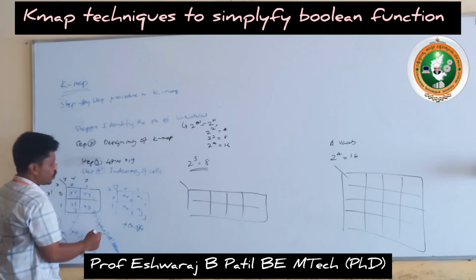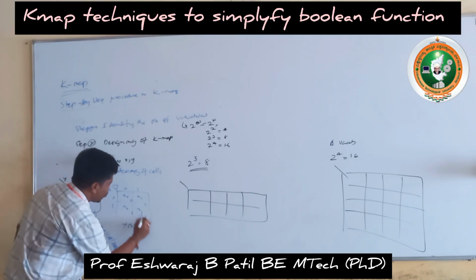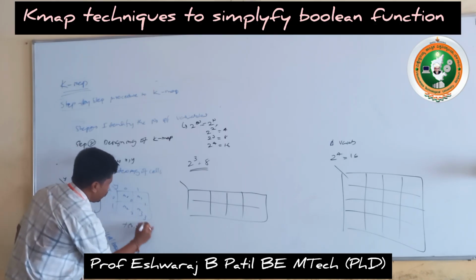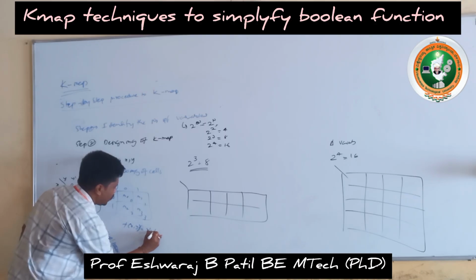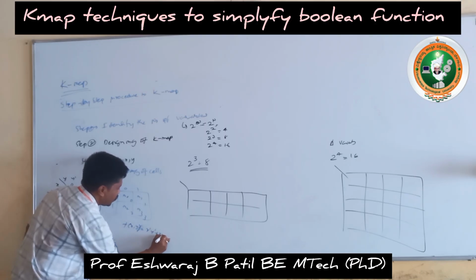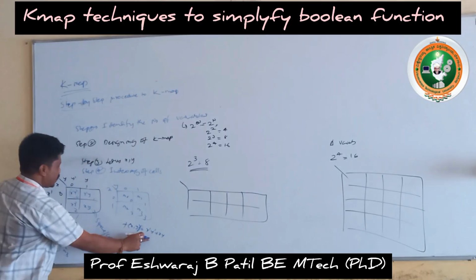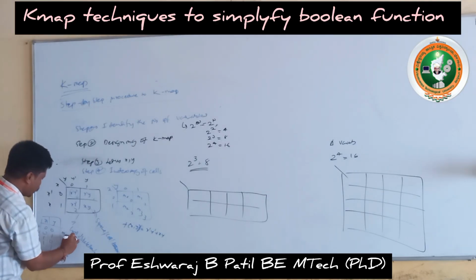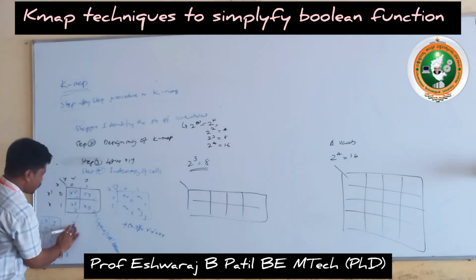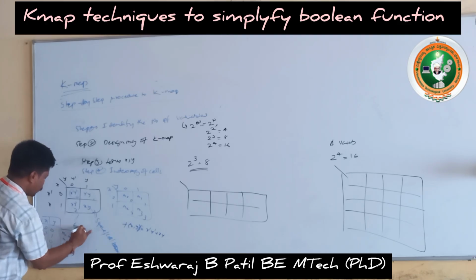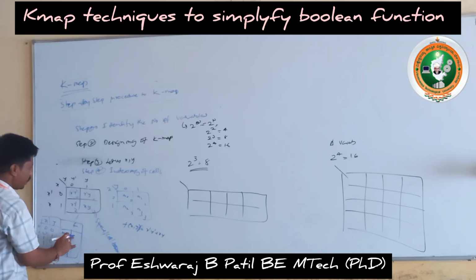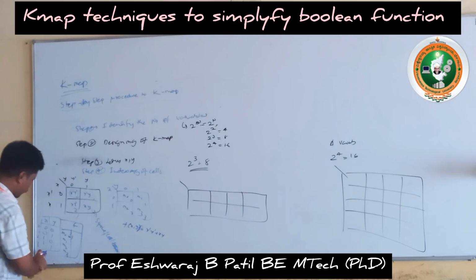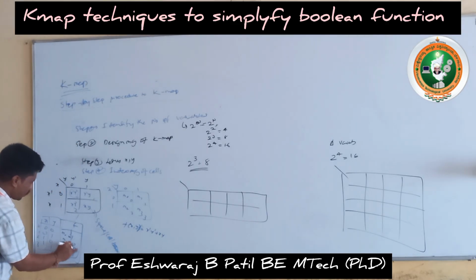Then I can also write this one: x' y' plus x y. The x' y' term is 0 0, which is to be written as 1, so the function f equals 1 there. Next is x y, which is also 1. The remaining cells are 0.